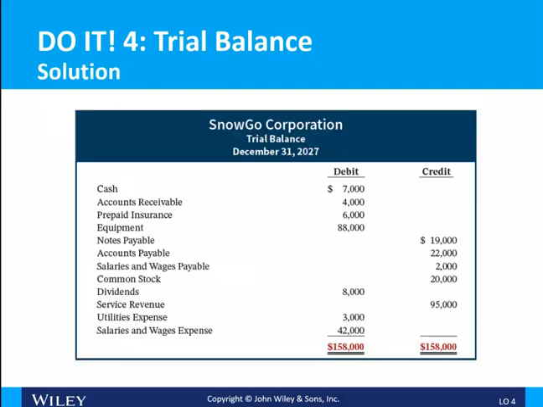And here's what the trial balance would look like. So we just list the accounts. We list the balance from the previous slide. We have the debits in the debit column, credits in the credit column, and our debits equal credits.